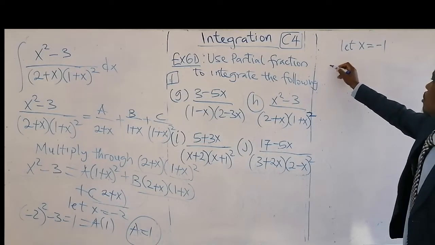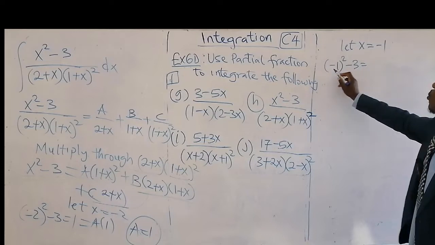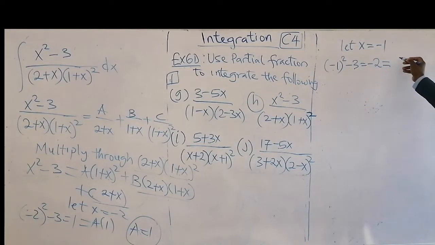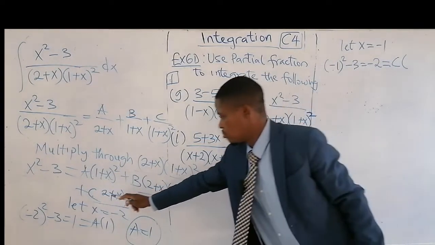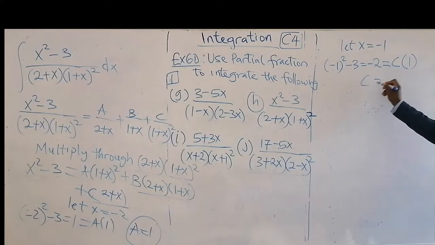We can also substitute x as minus 1. That will be minus 1 squared on the left, minus 3, which is 1 minus 3, that's minus 2, equal to... we can generate C now. That's 2 plus x, that's 1. So C is minus 2.